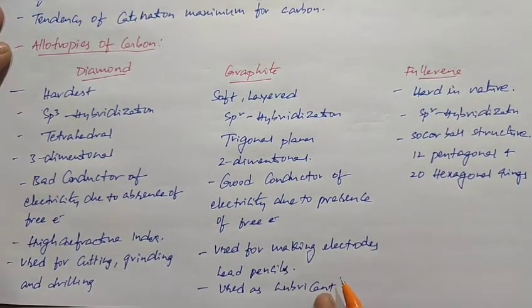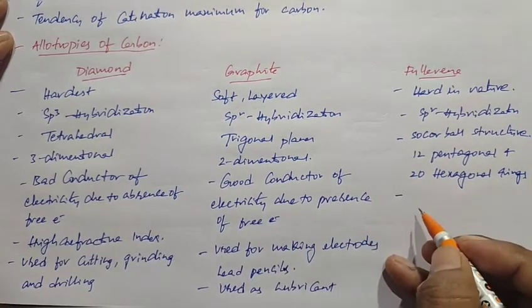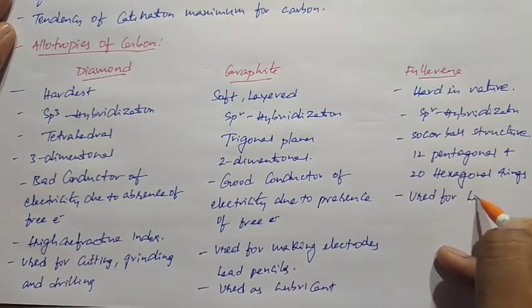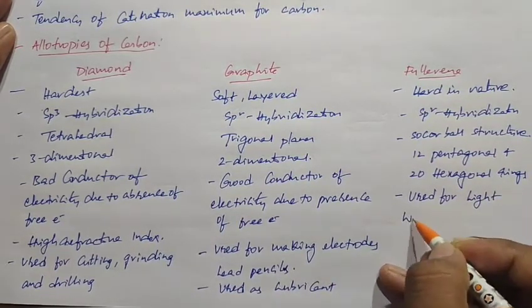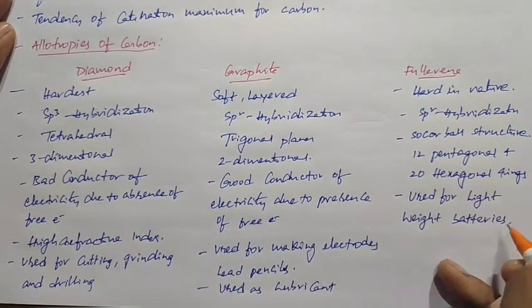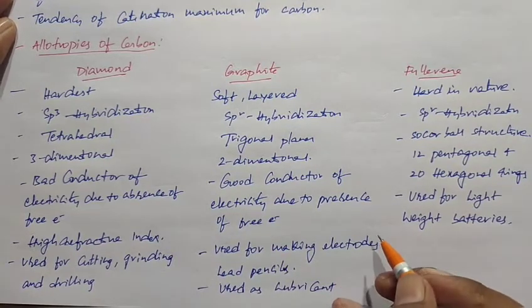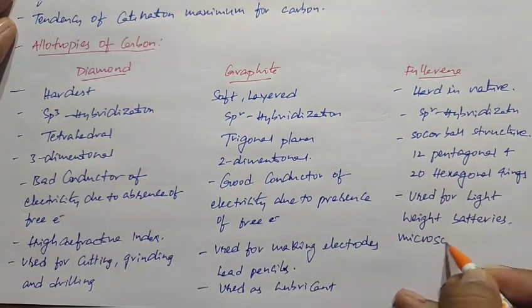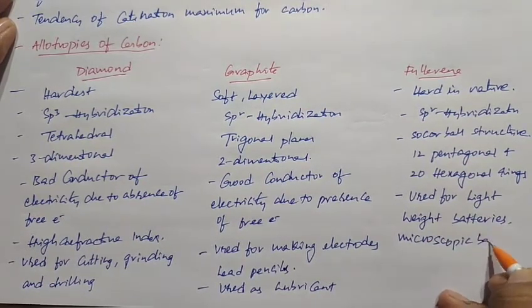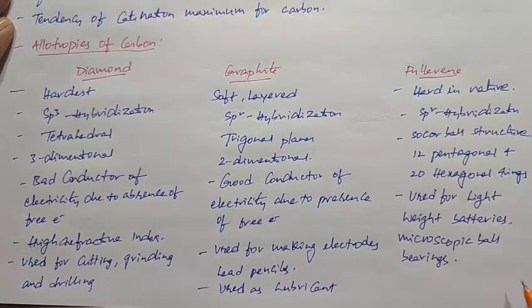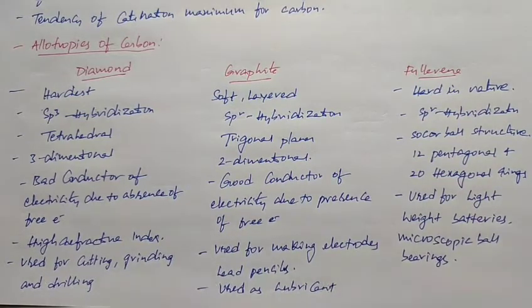So when you go for the fullerene, it is used for lightweight batteries and used for microscopic ball bearings. That's all. So these are the allotropes of diamond, graphite and fullerene.